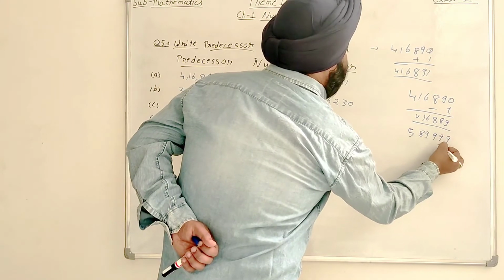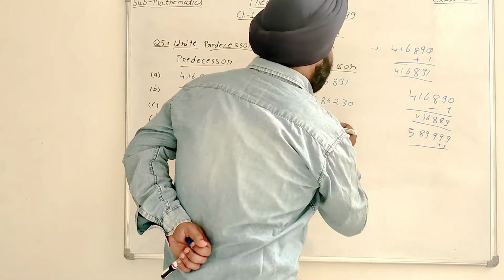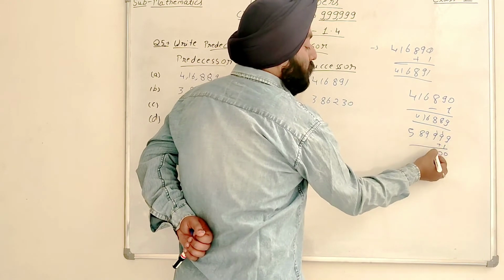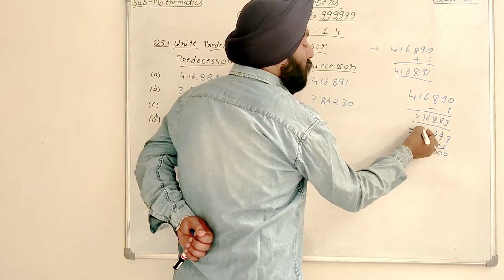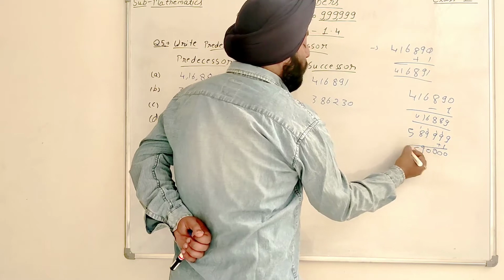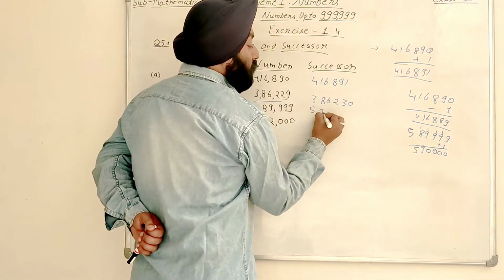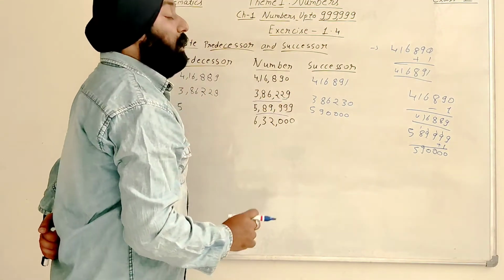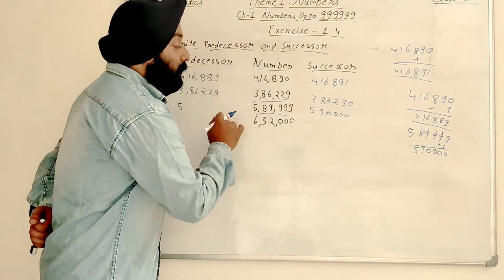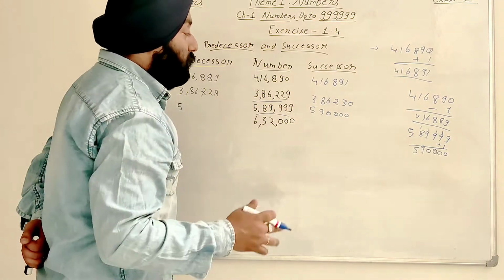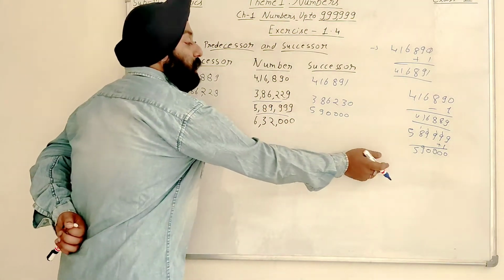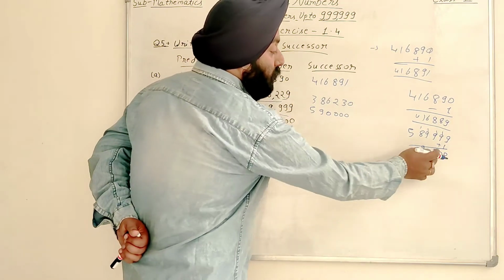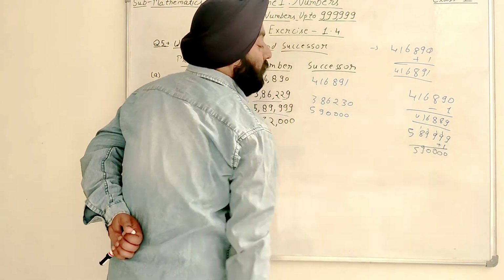5,89,999. After adding 1, we got the successor. 9 plus 1, 0 plus 1, 0 plus 1, 0 plus 1, 0 plus 1, 9, then 1. Then 5,90,000 is the predecessor of 8,89,999. That's a tough one for some students, but it's easy by this method, by adding the 1 in 5,89,000.